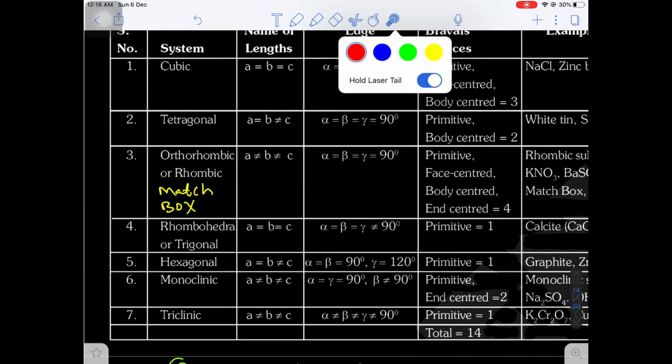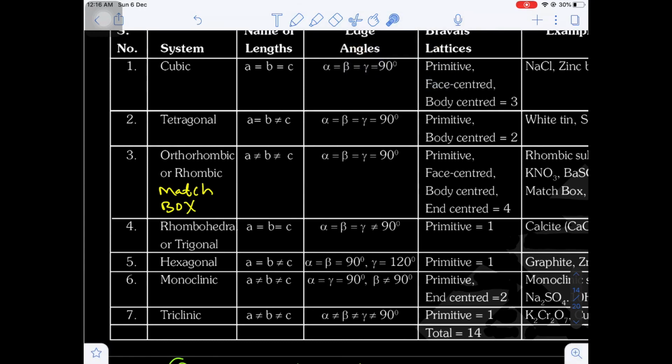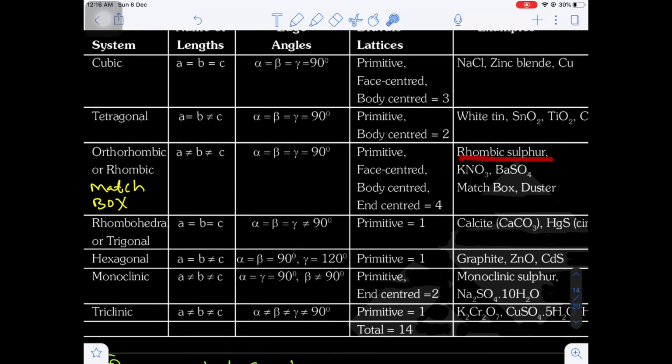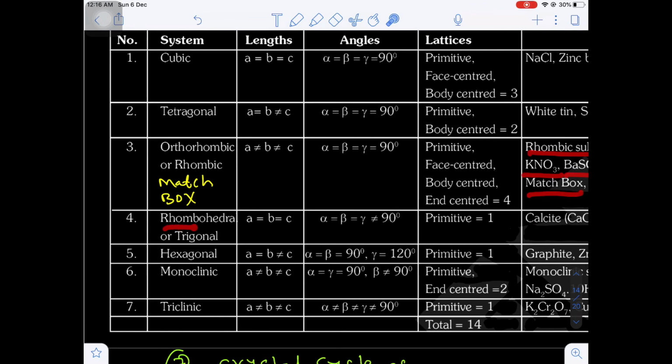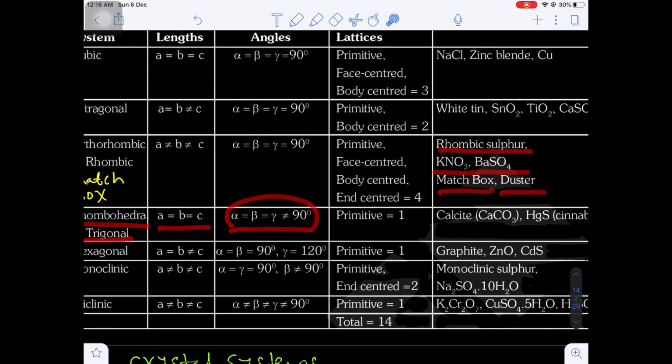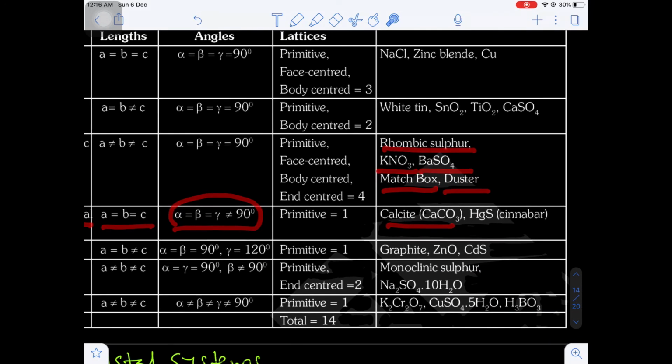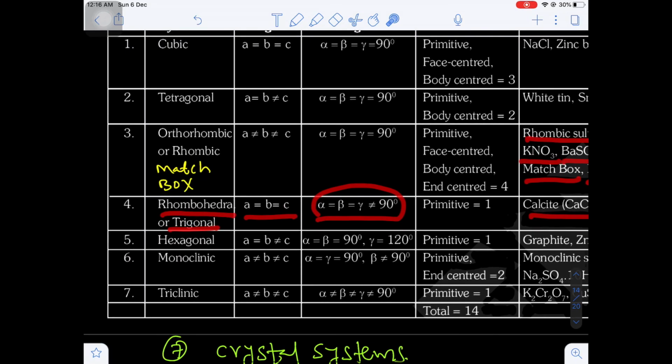Okay. Now, next one, here, example, rhombic sulfur, potassium nitrate, barium sulfate, matchbox, here example given, duster. Now, rhombohedral or trigonal, A equal to B equal to C, but alpha, beta, gamma not equal to 90. Here the calcite, that is the limestone example, cinnabar, that is the mercuric sulfide.